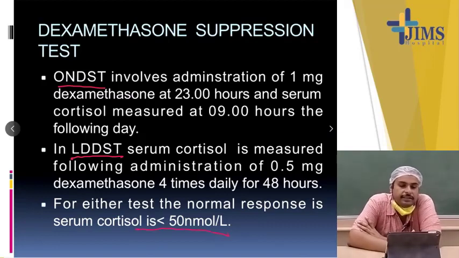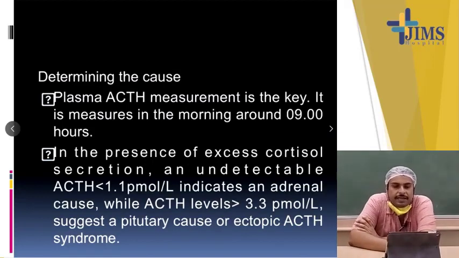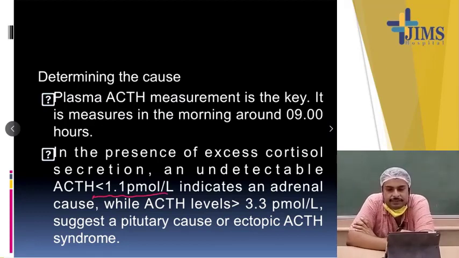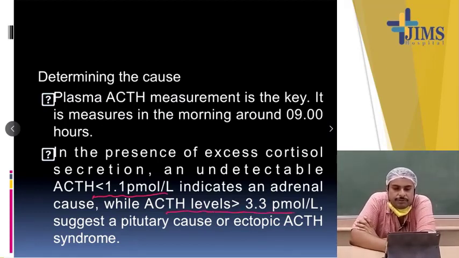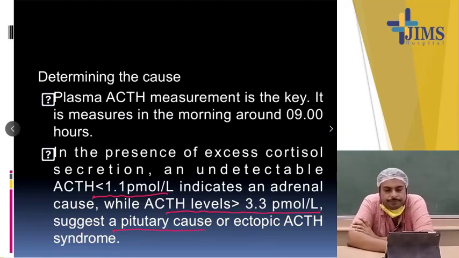Now next is determining the cause. What is the cause of this? Plasma ACTH measurement is the key. It is measured in the morning at around 9 hours. In the presence of excess cortisol secretion, undetectable ACTH, that is less than 1.1 picomoles per liter, indicates an adrenal cause, while ACTH levels more than 3.3 picomoles per liter can suggest a pituitary cause or ectopic ACTH syndrome. Maybe a pituitary cause or maybe an ectopic ACTH syndrome.